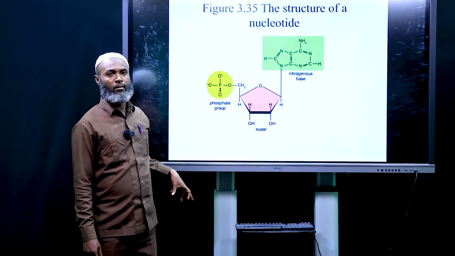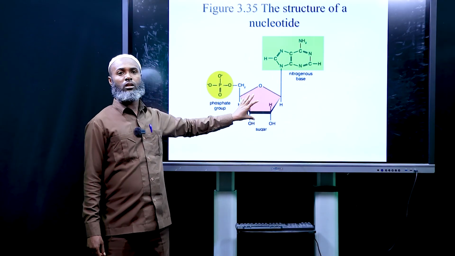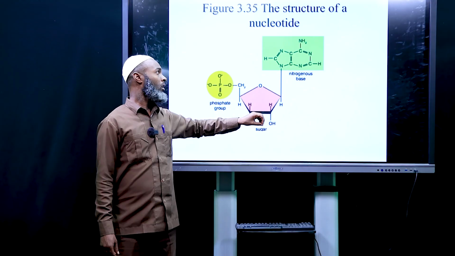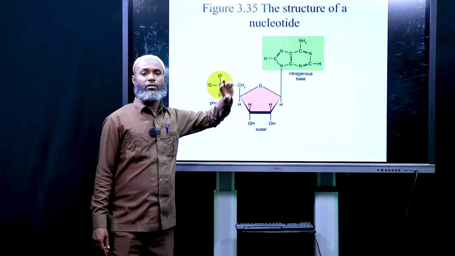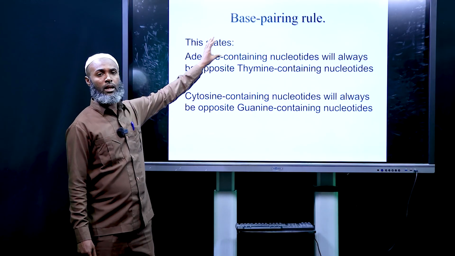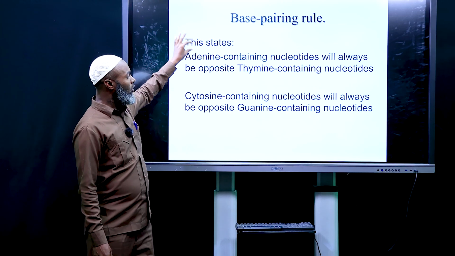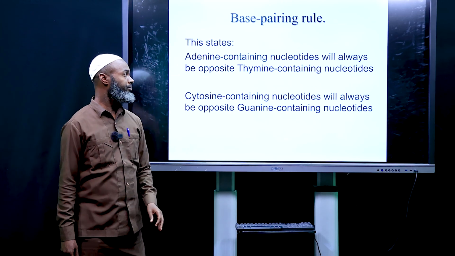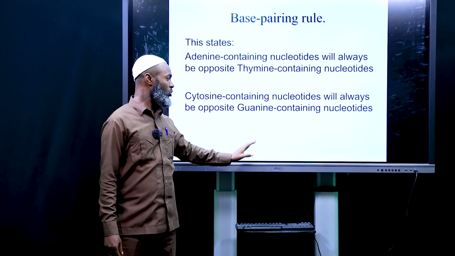In RNA, the sugar becomes ribose. And in the case of RNA, uracil is found. In the base pairing rule, adenine always pairs with thymine. Cytosine pairs with guanine.